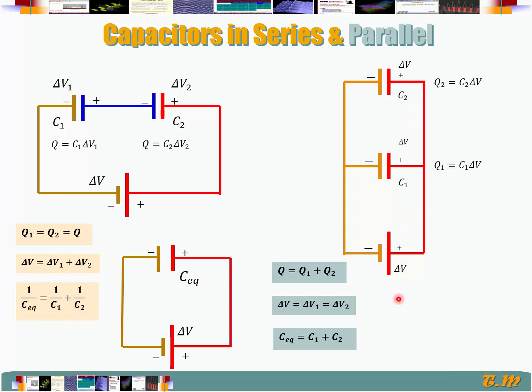same voltage across all capacitors in parallel. The charges are going to be divided among the capacitors such that the charge coming out of the battery is going to be the sum of the charge in each of the capacitors. And the equivalent capacitance, we get it by a simple sum of all capacitors.